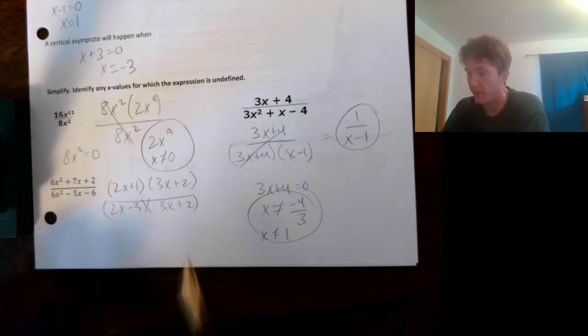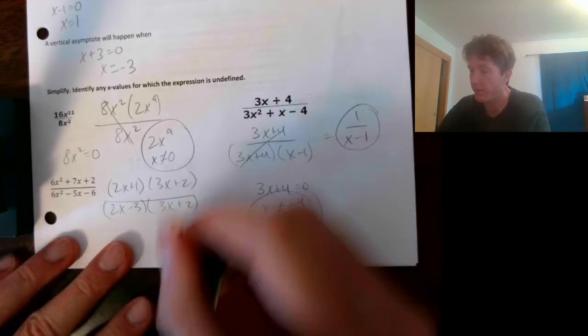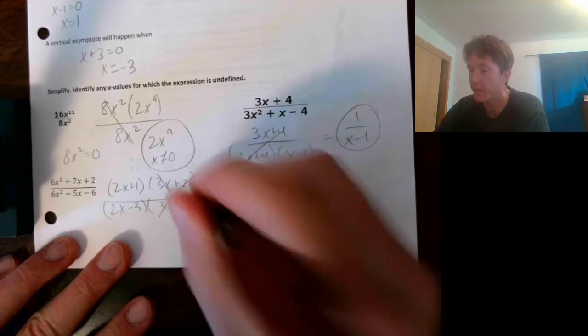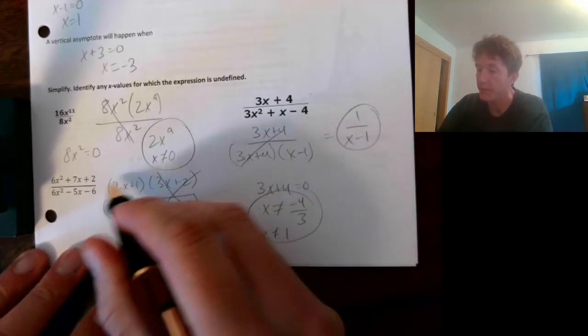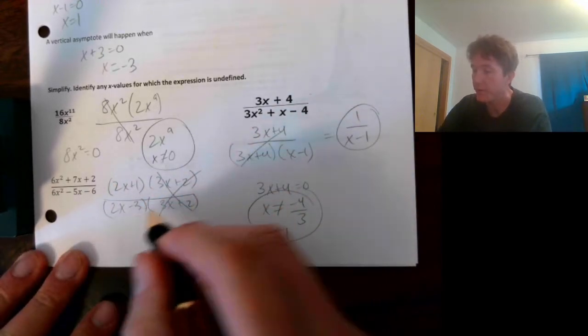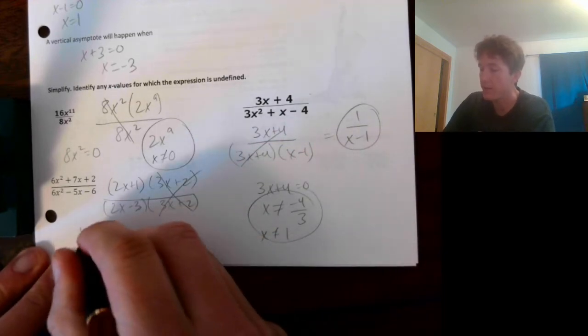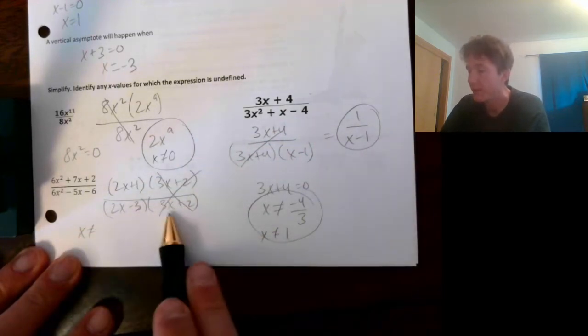So here we have our completed factorization. I have 3x plus 2 on top and a 3x plus 2 on the bottom. Those will cancel. I'm left with 2x plus 1 over 2x minus 3. That's our answer.